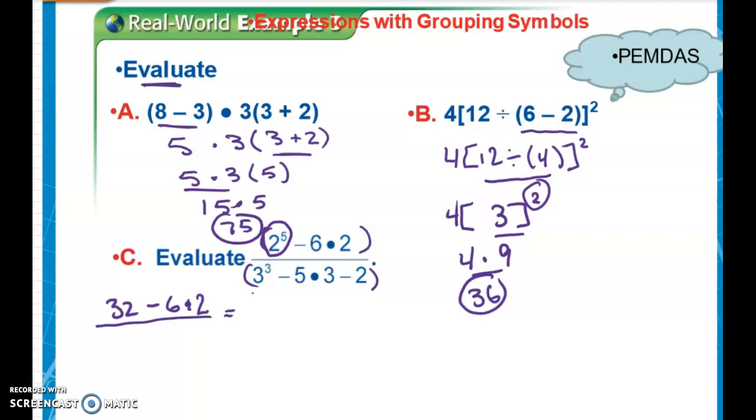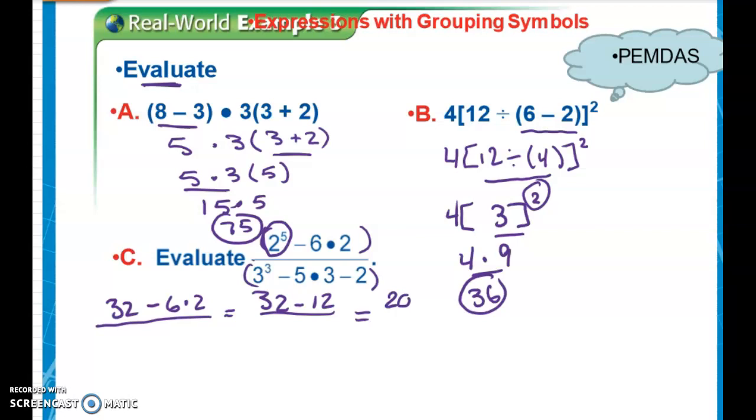Then the next step on the top is 32 minus 12, because that's a multiply, not a subtract. Okay, and then from there it would be 20. So notice how I just do the top, keep underlining, doing one step at a time.